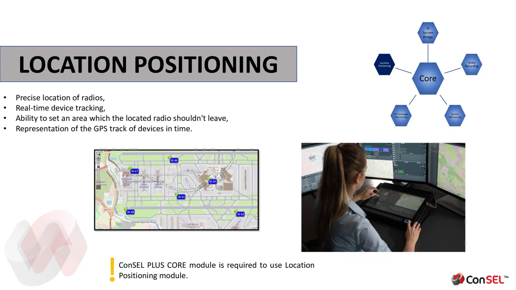A module that is very popular is location positioning. Its popularity is a direct result of the requirements of most customers to have radio location capabilities in the system. The module is compatible with OpenStreetMaps and allows not only real-time tracking of GPS objects, but also allows you to examine the route that objects have traveled over time.